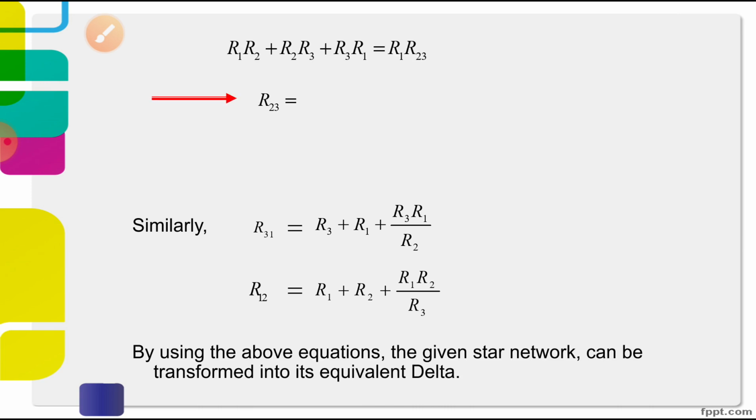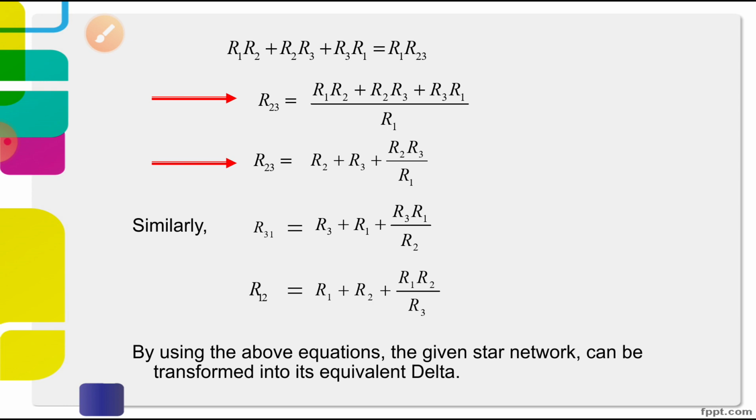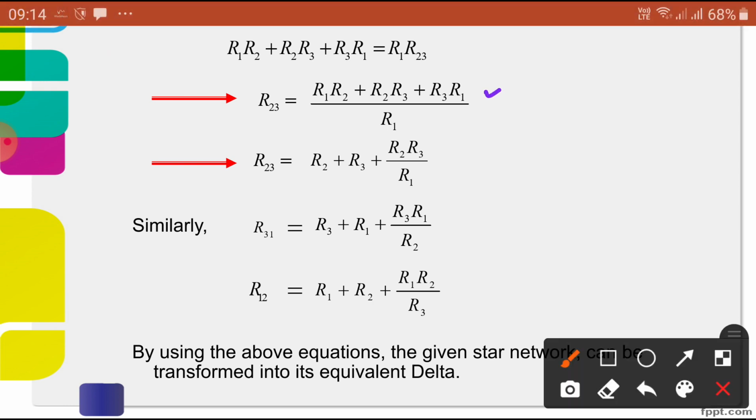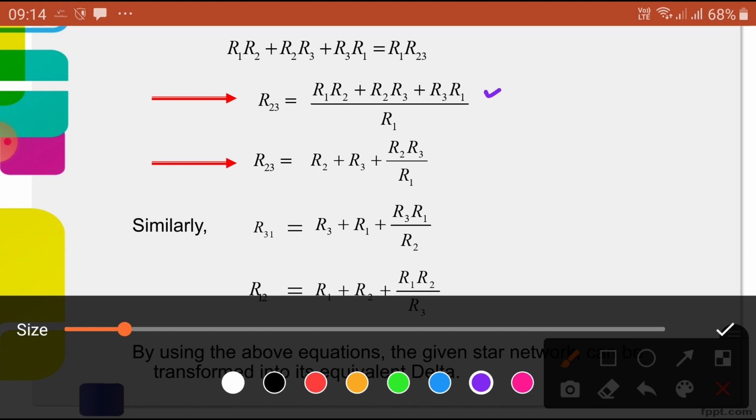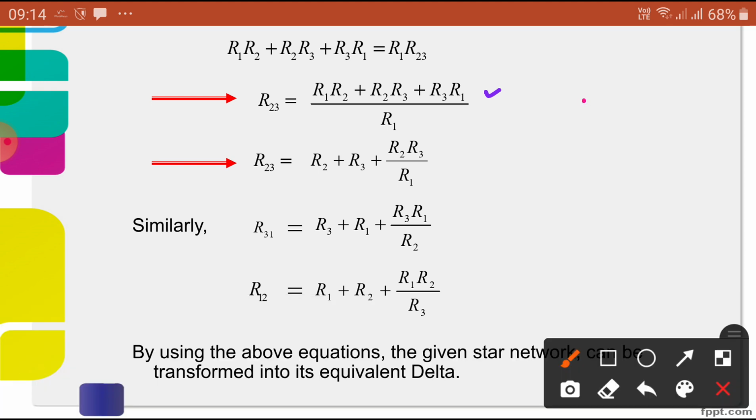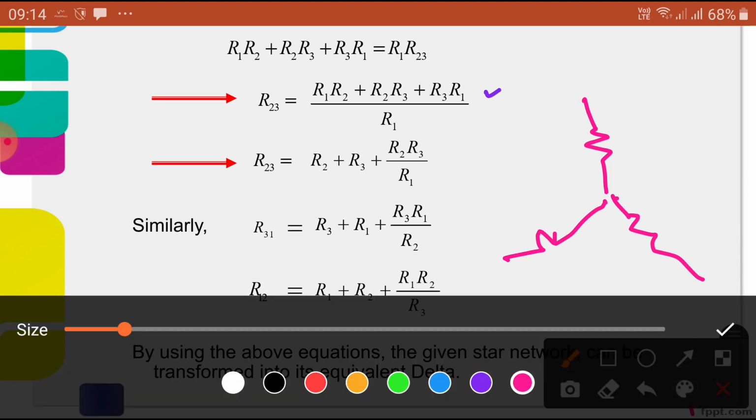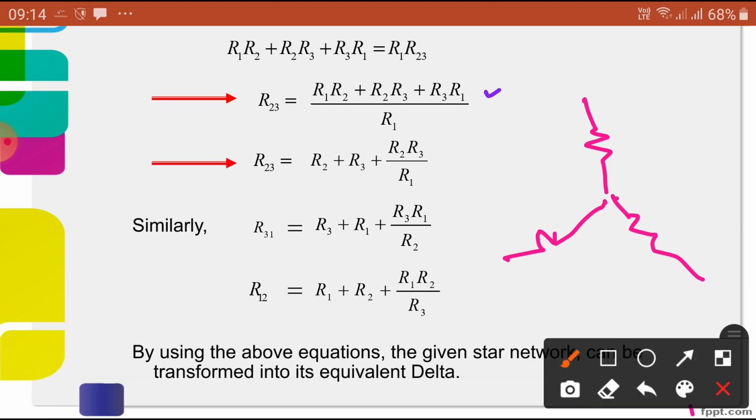Now based on this one, so we got it. Some animation is a problem. So R23 we are going to get this one. So we got it, this is the equation. Okay, so whatever the star values are given, just remember. Whatever the values given in star, now I converted into delta.